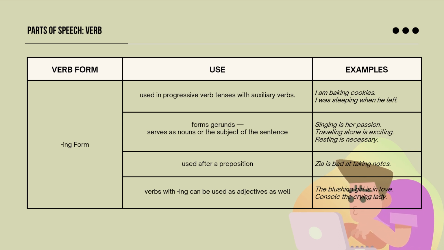Next, it is also used after a preposition. We have: Zia is bad at taking notes. For the last use of the -ing form, verbs with -ing can be used as adjectives as well. The blushing girl is in love. Console the crying lady. Blushing and crying are the adjectives in this situation.